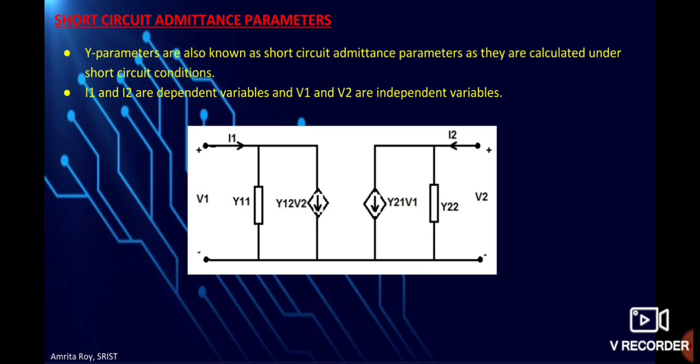So in the given diagram, we can see at port 1 the voltage is denoted by V1 and at port 2 the voltage is denoted by V2. Similarly, the current entering at port 1 is denoted by I1 and the current entering at port 2 is denoted by I2. In this case, I1 and I2 are the dependent variables and V1 and V2 are the independent variables, whereas for Z parameter calculation, V1 and V2 were the dependent variables and I1 and I2 were the independent variables. So it is the reverse in this case.